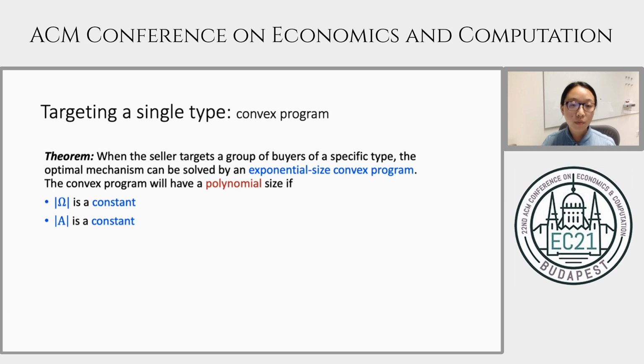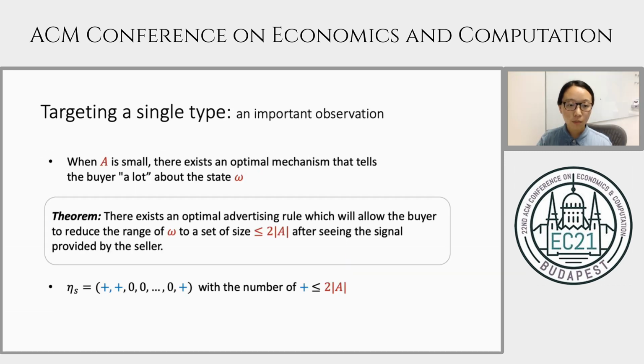So one may wonder whether we can do better than this, because we still have an exponential size convex program. We prove that it may not be possible to find a polynomial time algorithm because the problem is NP hard. Besides this convex program, this observation also has an interesting implication. When the buyer faces a decision problem that only has a few options, we can show that there exists an optimal mechanism that tells the buyer a lot about the state.